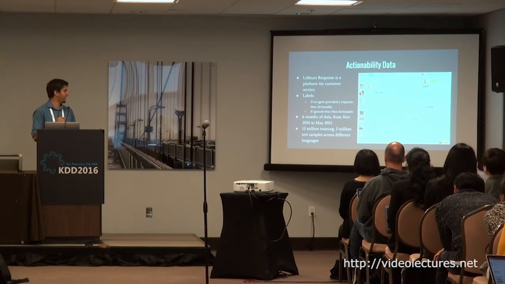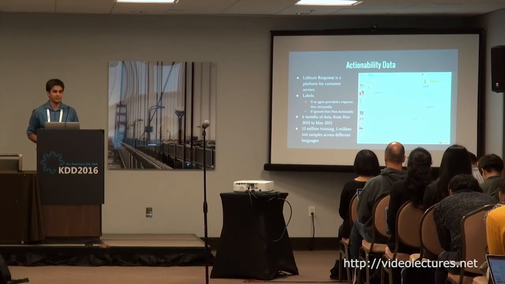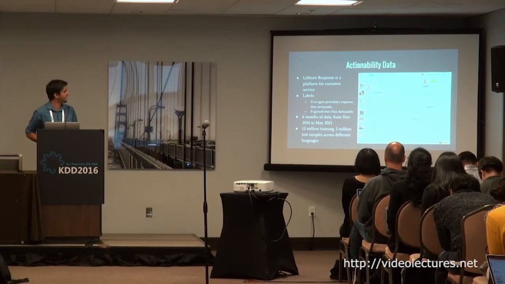And if the agent was not able to provide a response or just ignored the message, it was marked as non-actionable. So this labeled data allowed us to create around 12 million data points for training and around 3 million test samples, across almost 30 different languages. So this is the kind of labeled data that we generated from this tool over 6 months.